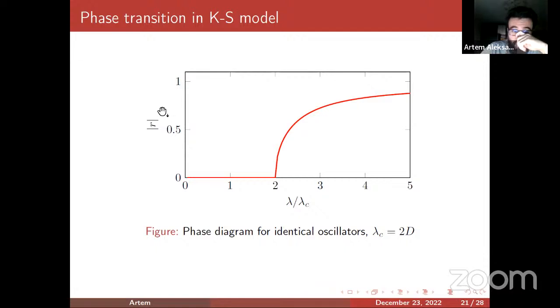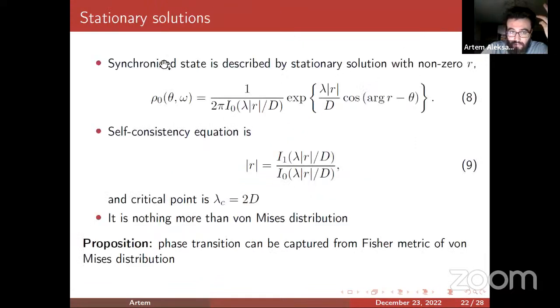We plot the absolute value of the order parameter, and we study how it depends on the ratio of coupling constant to noise. The horizontal axis corresponds to noise D. And at the critical point lambda c equals D, there is a continuous phase transition. And I can show that the synchronized state for the Kuramoto-Sakaguchi model is described by stationary solutions of the Fokker-Planck equation.